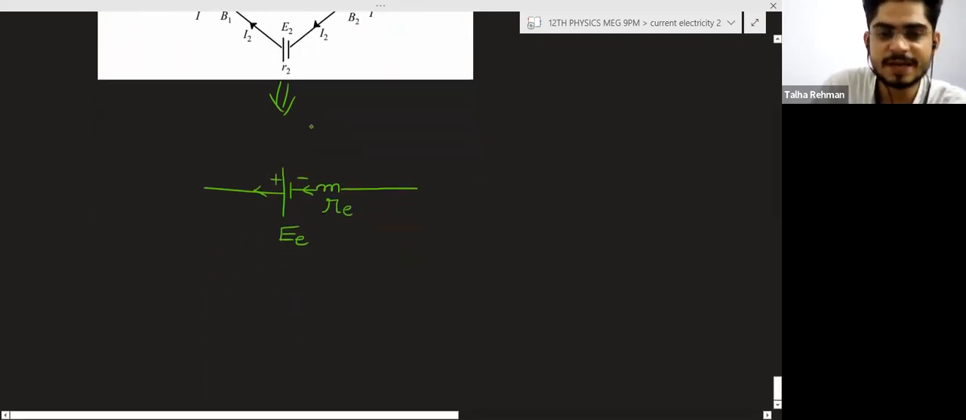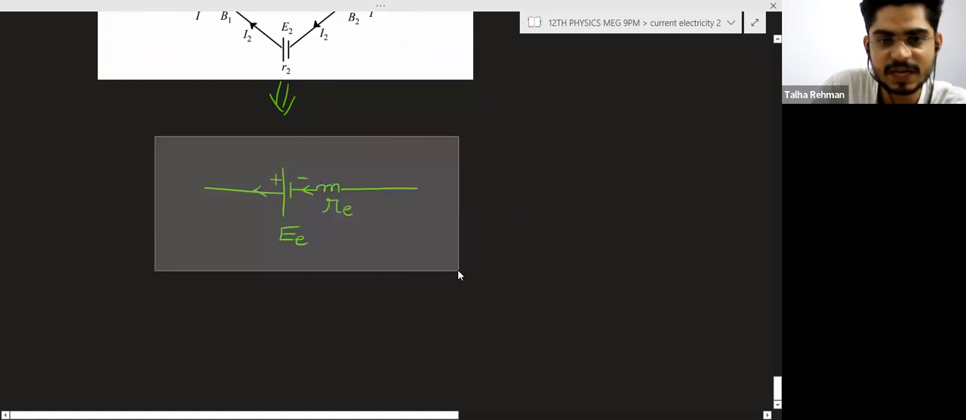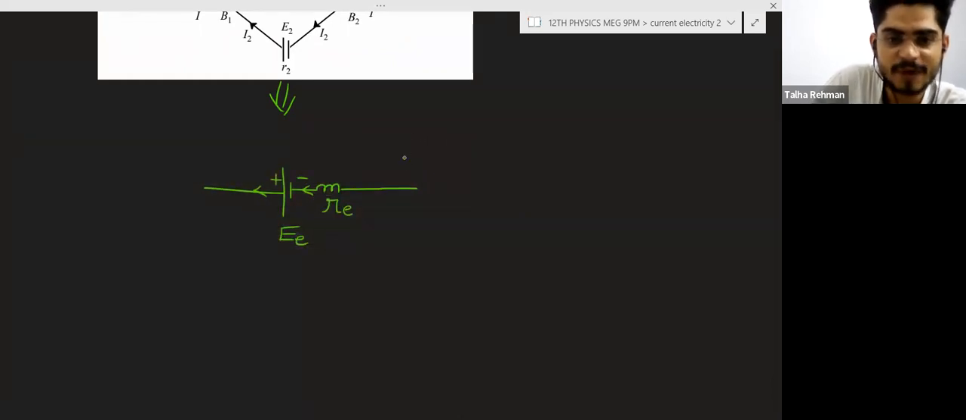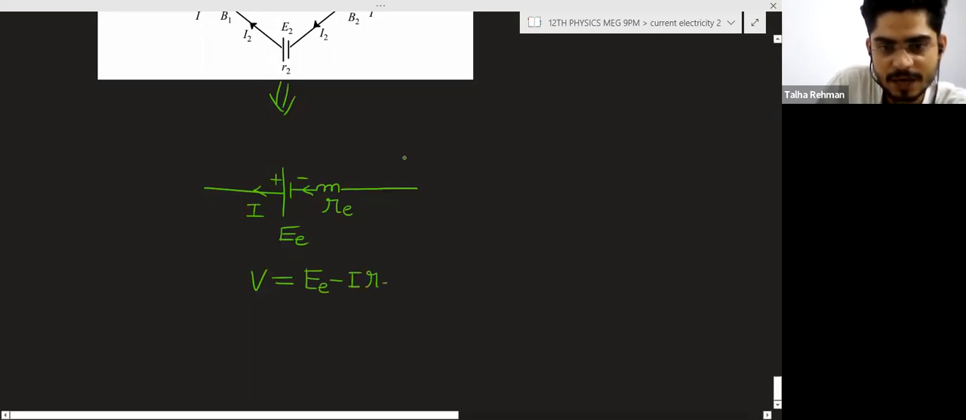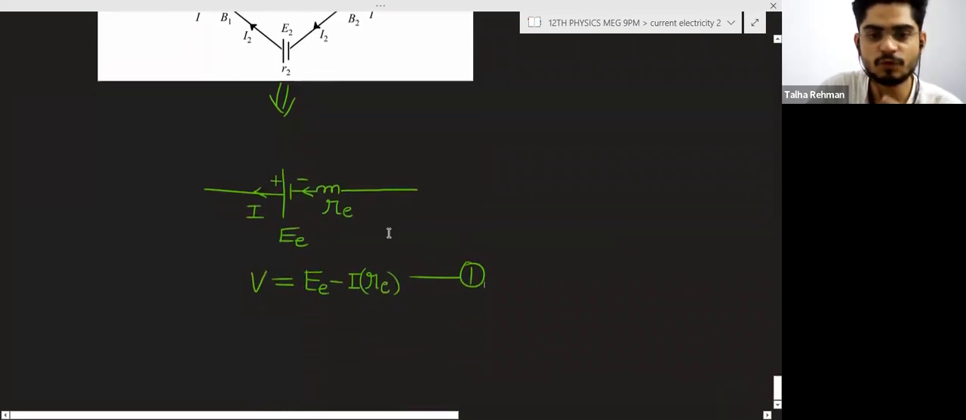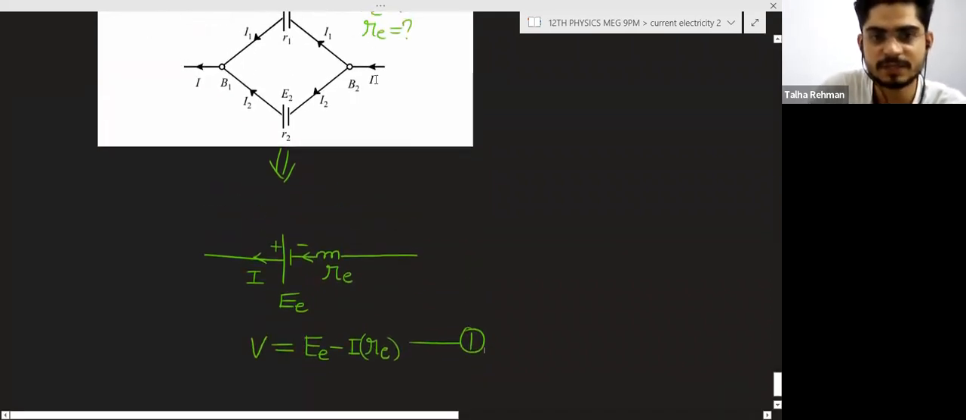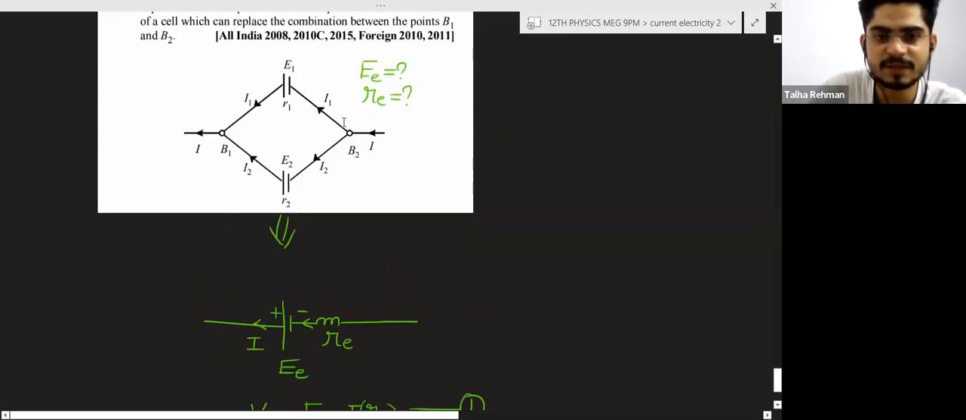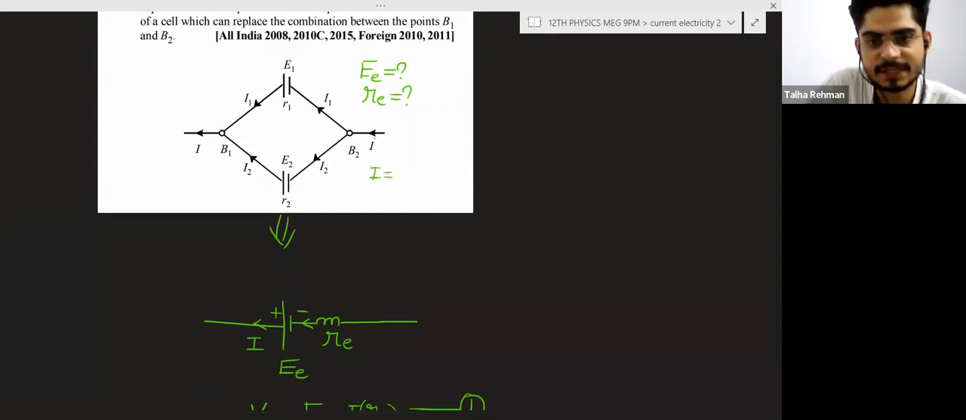Now this cell is in the discharging condition, you can see. So you can find the terminal voltage of this. This will become EMF minus the value of the current that is flowing, I into RE. Okay, so this is equation 1. This is the equation of the equivalent circuit. And we have to find this and this. Now you can see in this circuit that the current I is dividing into two parts. I can be written as I1 plus I2.